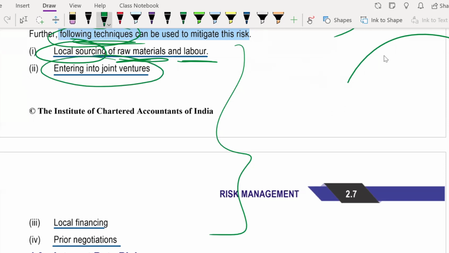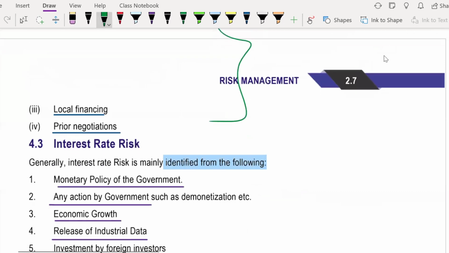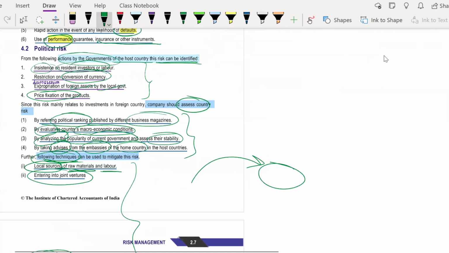Then, enter into joint ventures like Hero Honda or Maruti Suzuki, venturing into or joining hands with an Indian company so that you understand the local government, because they understand the local government and the rules and regulations very well. Then there is local financing, taking money from India itself, so that the government cannot throw you out because you have to pay back to India again. And then you can have prior negotiations with the local government so that you don't face any problem in the future. Okay, so this was all about political risk.